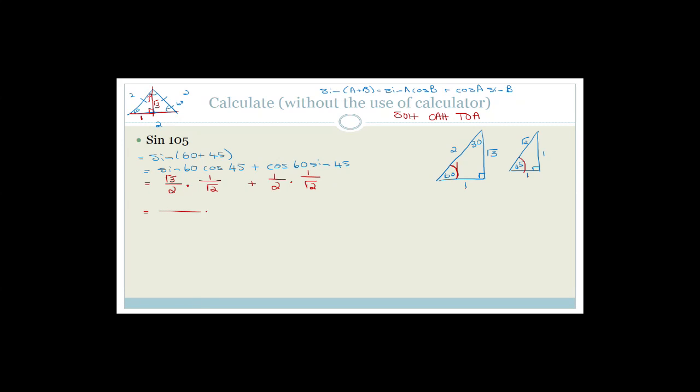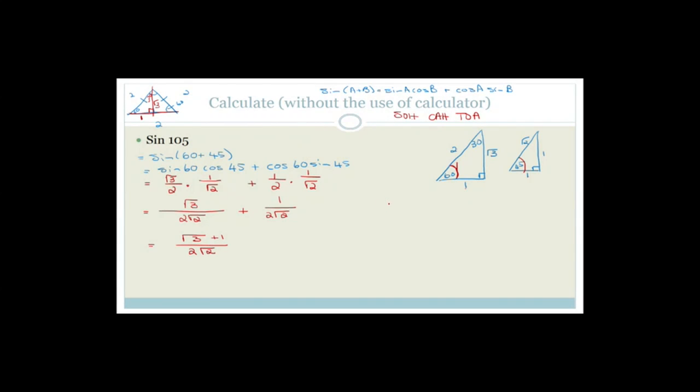So we've got a common denominator here. Well, 2 times root 2 is 2 root 2. And root 3 times 1 is root 3. Plus, this is 2 root 2, and this is 1. So it becomes root 3 plus 1 over 2 root 2. And that's it. We don't do anything else, because they've said calculate without the use of a calculator.